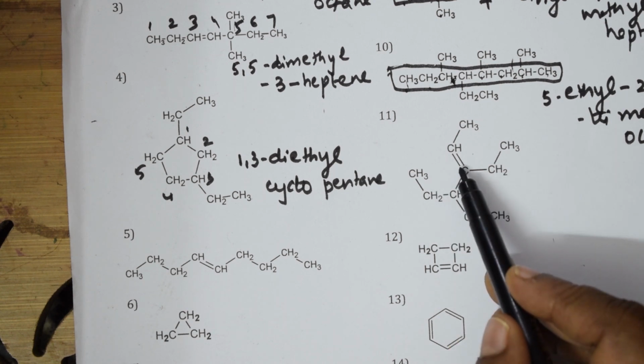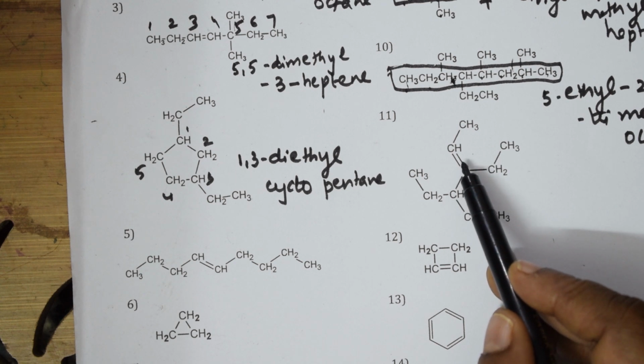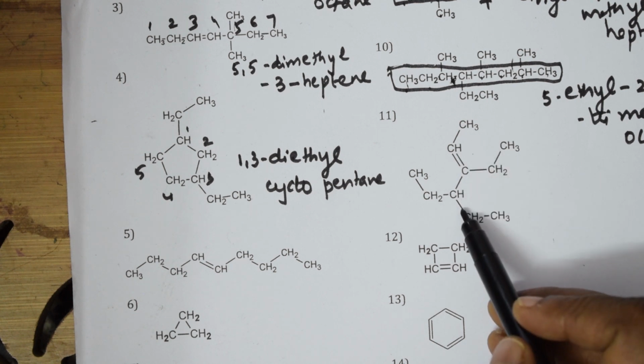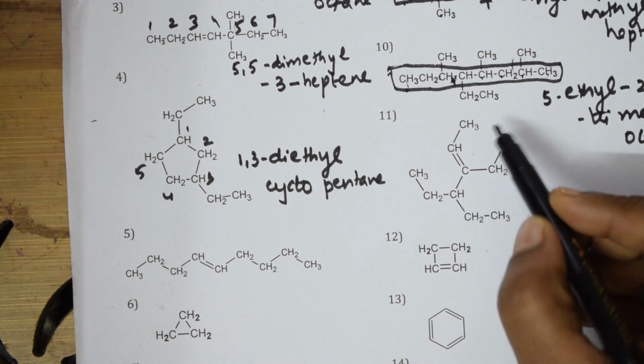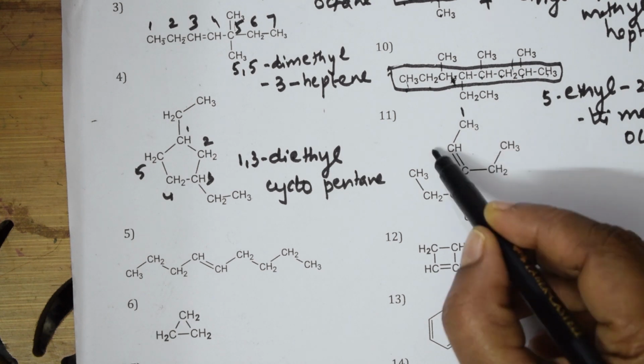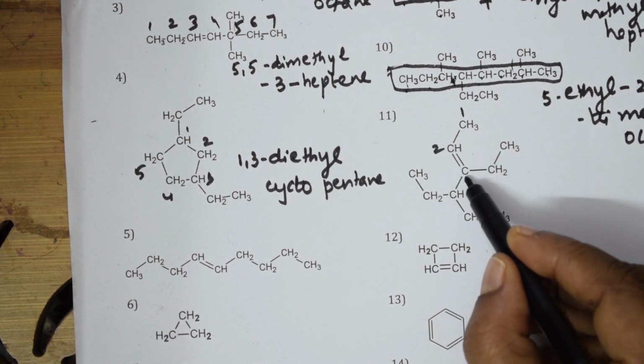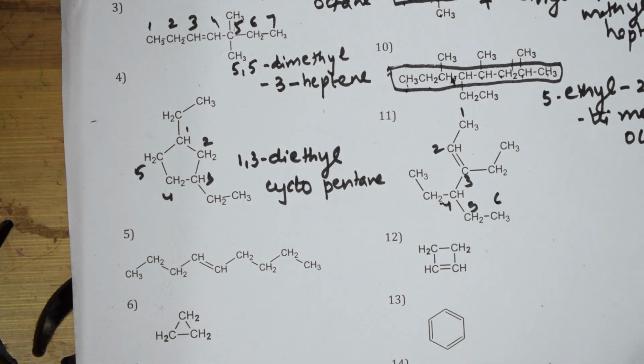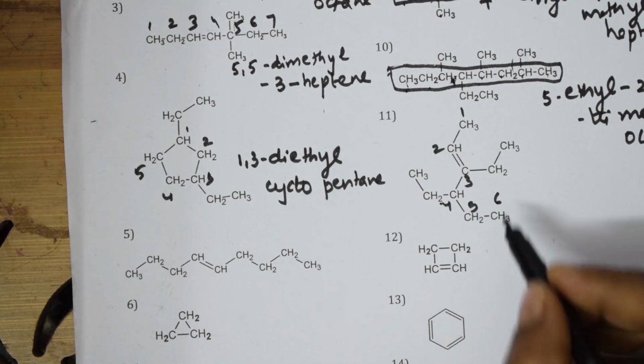But what should you remember? There is an alkene group here that you should be careful about. The alkene functional group should get the minimum number. Then comes your substituent. When they should get their minimum number, that means I have to start from here. 1, 2, 3, 4, 5, 6. Yes, so this is done.